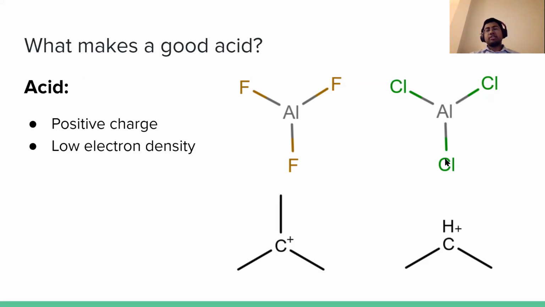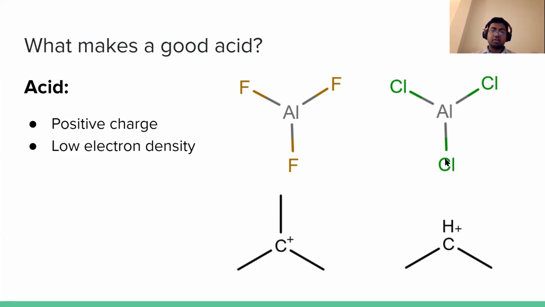If we think about which one might be more acidic, well, we know that fluorine and chlorine are both pretty electronegative, but fluorine is more electronegative. That means it's going to pull on those bonded electrons more strongly than chlorine will. And that leaves the aluminum atom electron deprived. The more electron deprived that atom is, the more acidic it is. So AlF3 is the stronger Lewis acid.